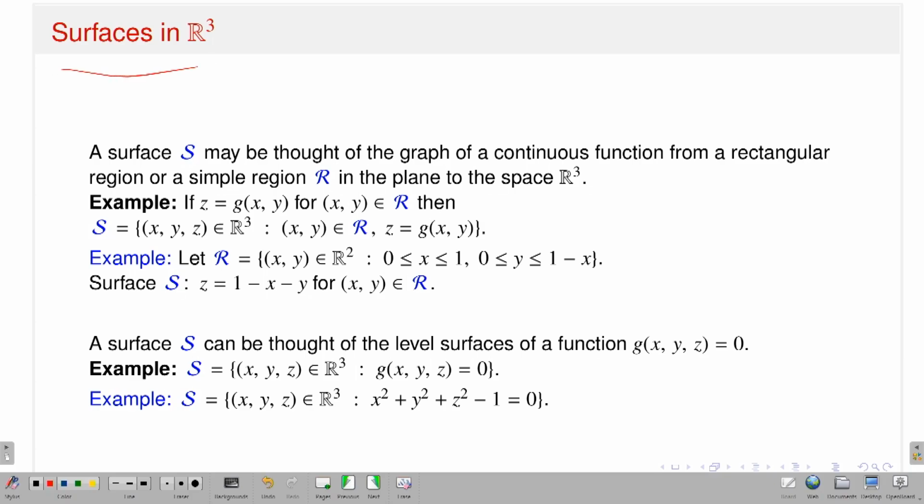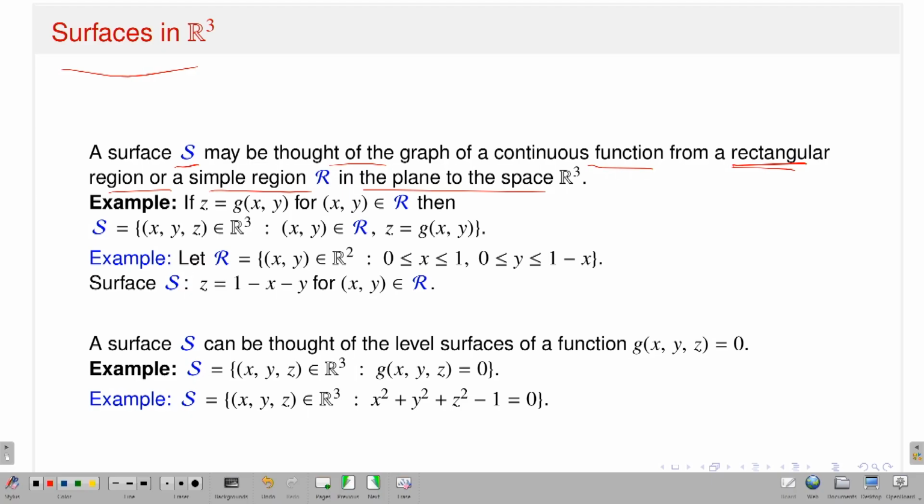So what is the definition of surfaces? You know that a surface S may be thought of as the graph of a continuous function from a rectangular region or a simple region R in the plane. So I can think of a surface as the graph of a continuous function. What is the function? A function defined on some nice region. That's why I am writing that it should be either a rectangular region or a simple region, right?